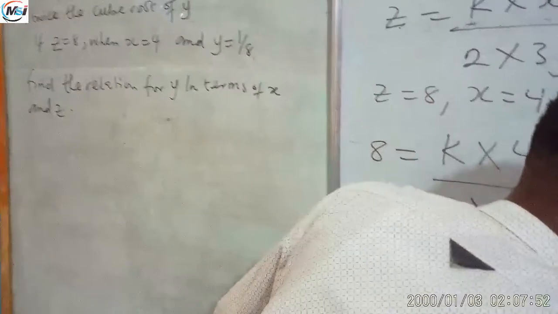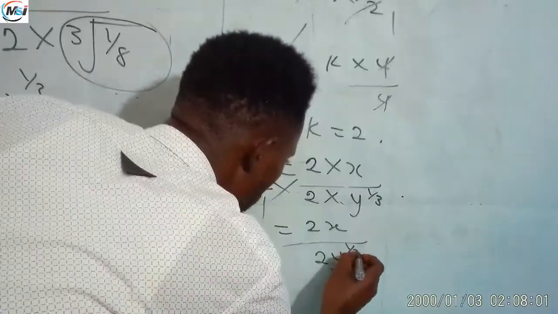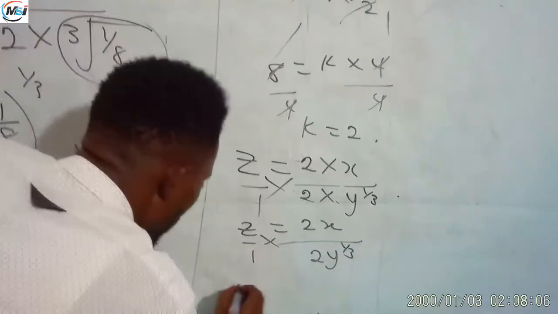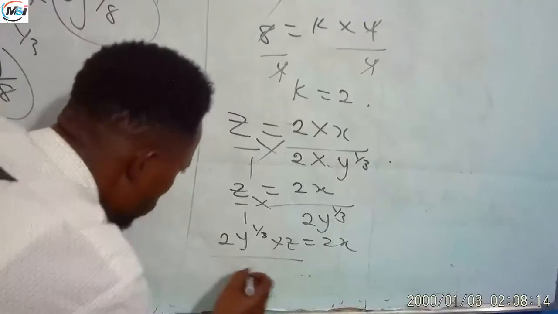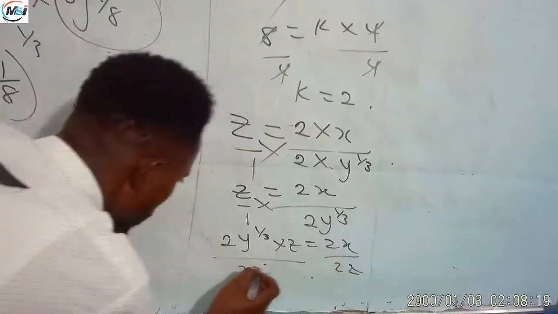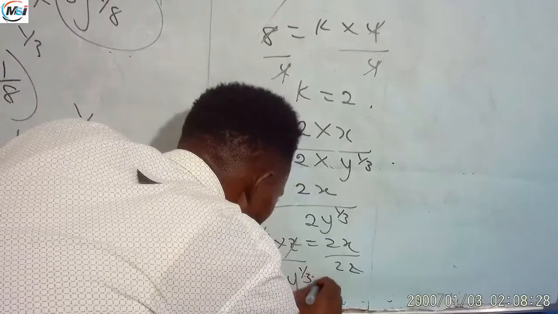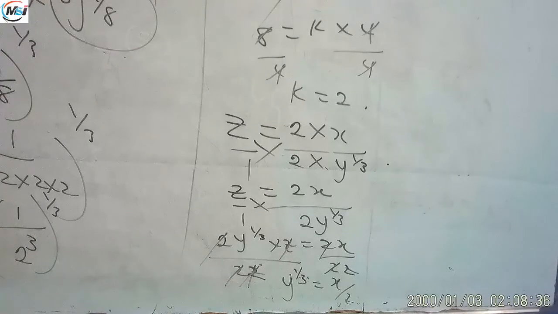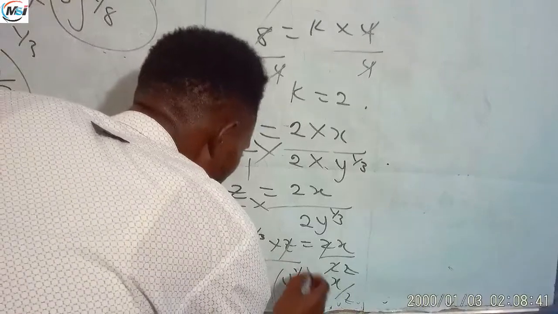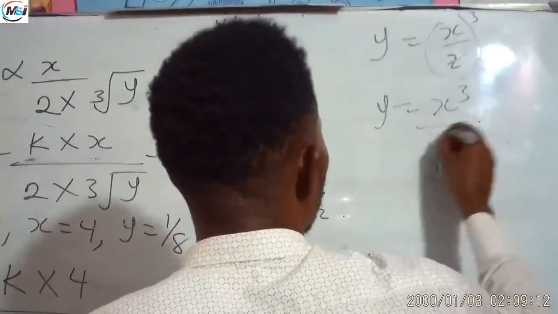That's what it means. So then I can cross multiply. Let me first simplify. z is equal to 2x over 2y raised to the power 1 over 3. Then if I cross multiply, I'll have 2y raised to 1 over 3 times z is equal to 2x. Divide both sides by 2z: the 2 cancels 2, z cancels z. Then I have y raised to the power 1 over 3 is equal to x over z. Then what will I do to eliminate that 1 over 3? I will raise both sides to the power 3, so y is equal to x over z all raised to power 3. So if you want to simplify further, y is equal to x cubed over z cubed.